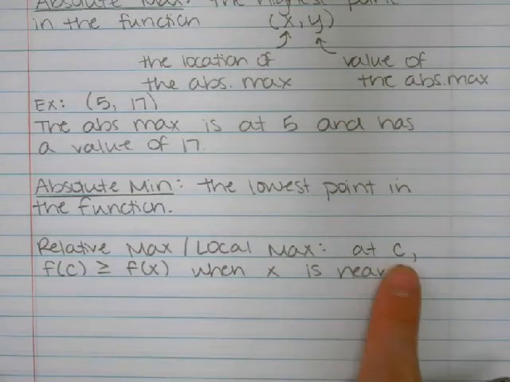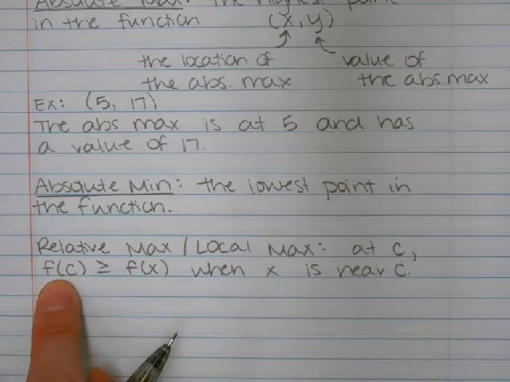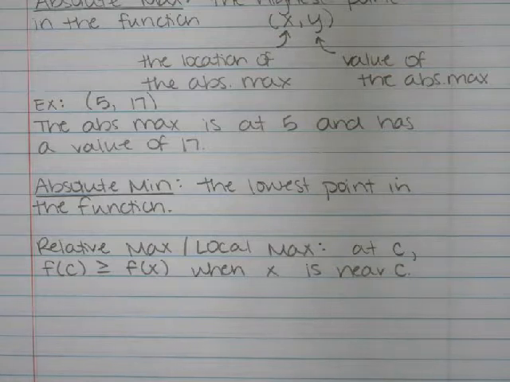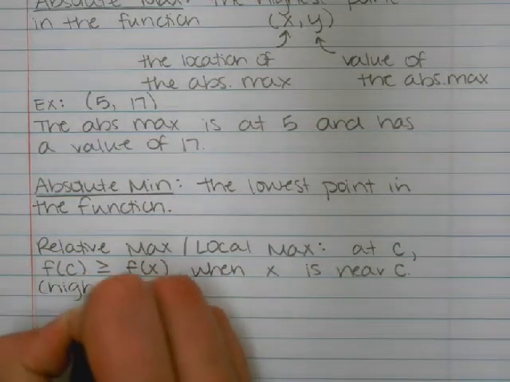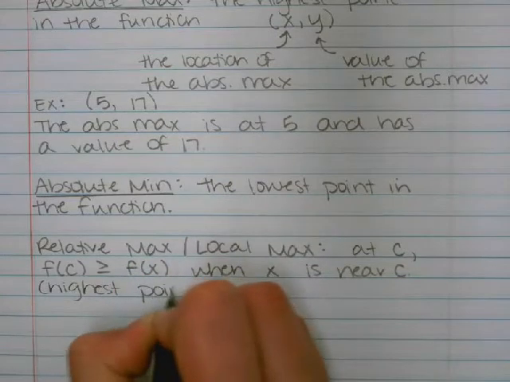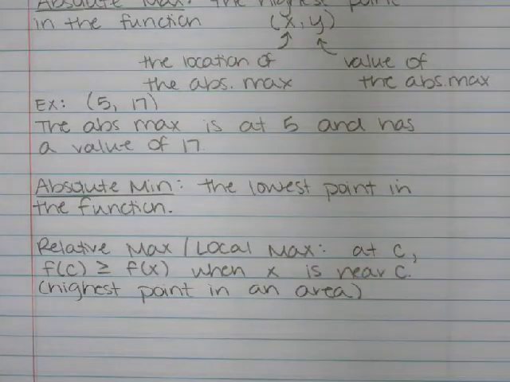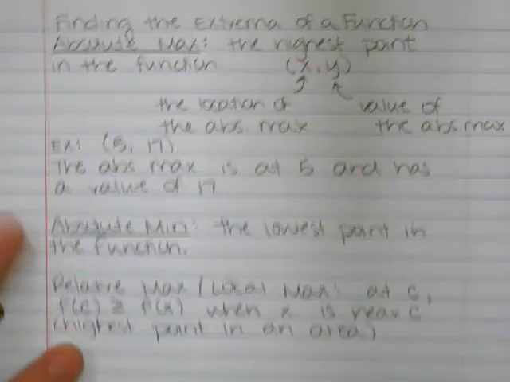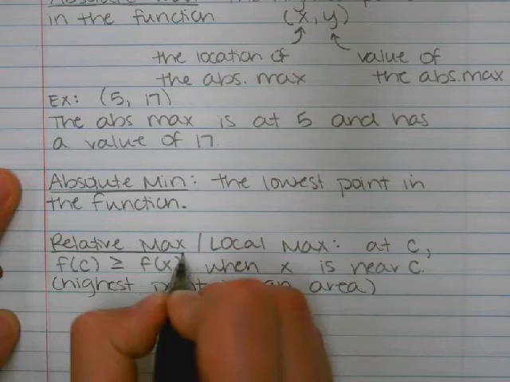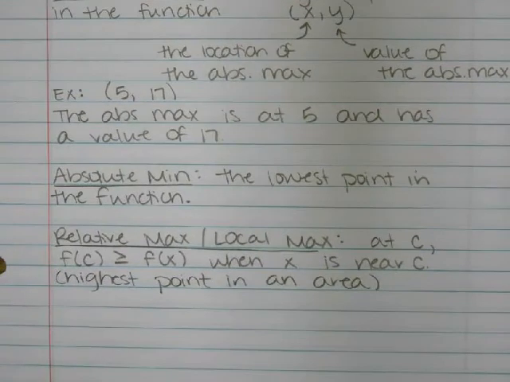So this means that for all the x's that are near a certain number, the y value when you plug in that number is bigger than all the y values when you plug in all those x's around it. So basically this is talking about a highest point in an area. It may not be absolutely the highest. That's what the absolute max is, the very highest point you can possibly find. The relative max is just the highest point in that area. So it looks kind of like a mountaintop. That might be something you could write off to the side in your notes.